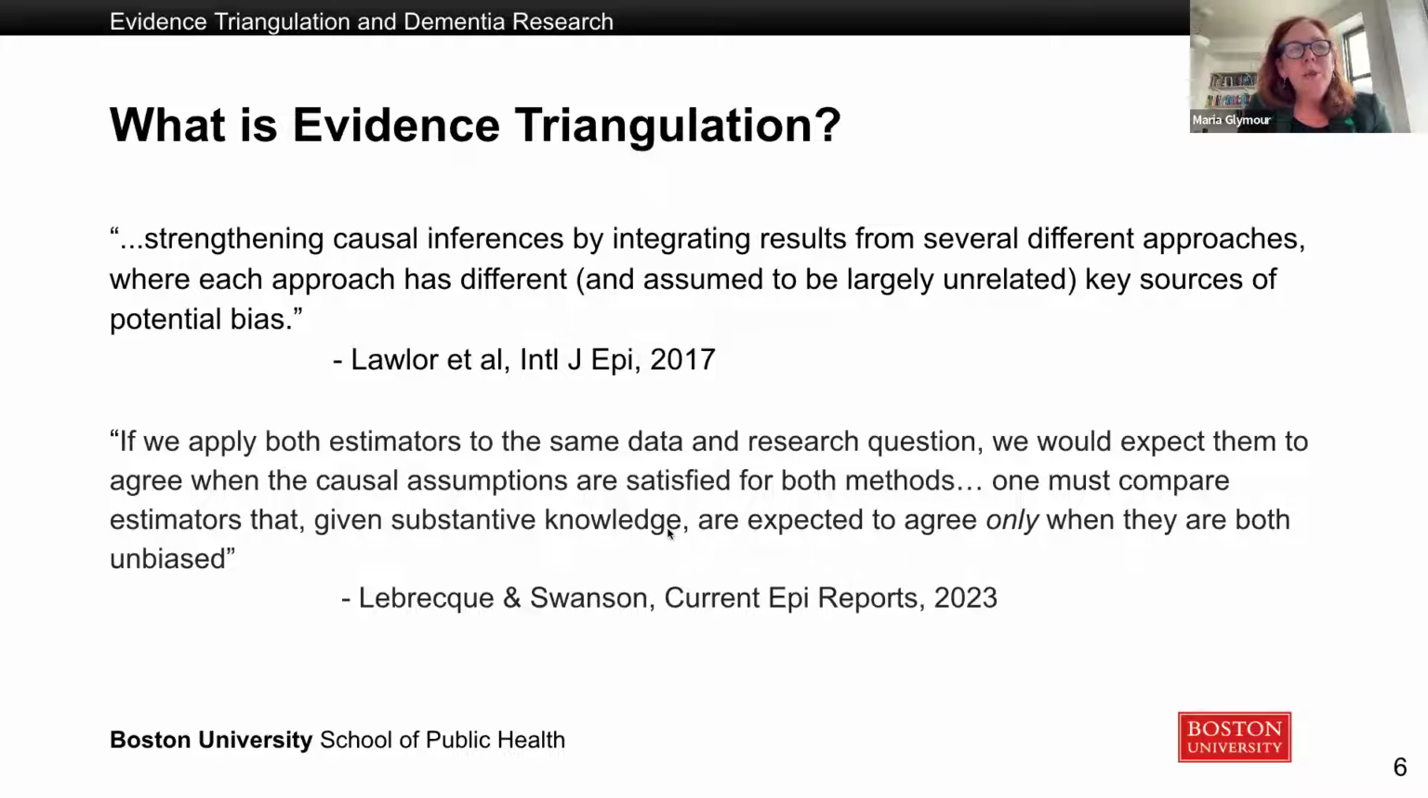The idea is that you have multiple estimators, or two estimators. If you apply both estimators to the same data and research question, we would expect them to agree when the causal assumptions are satisfied for both methods. And you have to compare estimators that, given substantive knowledge, are expected to agree only when they are both unbiased. So I think that's a very helpful framework, even if we think we can learn things from evidence triangulation that doesn't fully satisfy that.